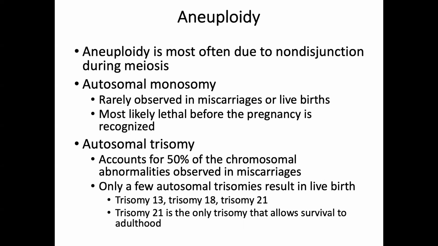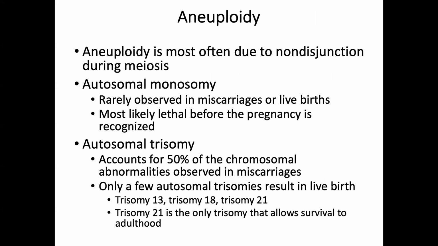In contrast, aneuploidy is most often due to non-disjunction during meiosis. Non-disjunction is defined as the failure of homologous chromosomes or sister chromatids to separate properly during cell division. I'll show you how this happens. But first, let's discuss the aneuploidy that happens on autosomes.